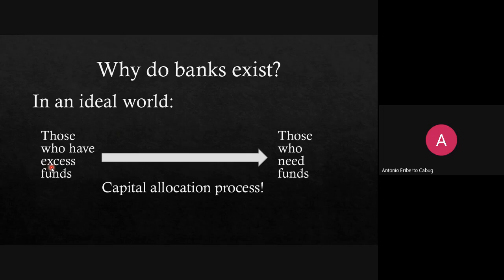Okay? So again, the first question would be, why do banks exist? In an ideal world, those who have excess funds, the funds should find their way to those who need the funds. People who have a lot of money but do not know what to do with it, the money should find their way to people who do not have the money but know what to do with it. Buy a new house, open an innovative business, etc. We call this the capital allocation process. Funds should find their way from those who have excess to those who need it.